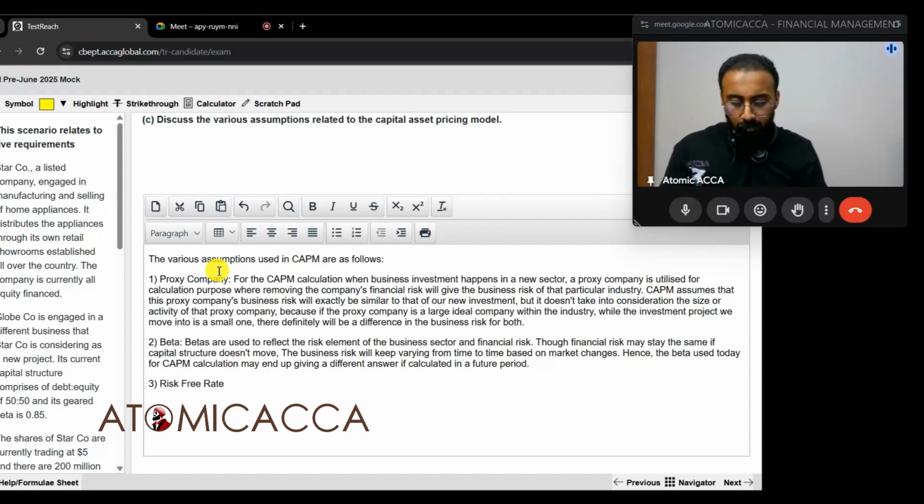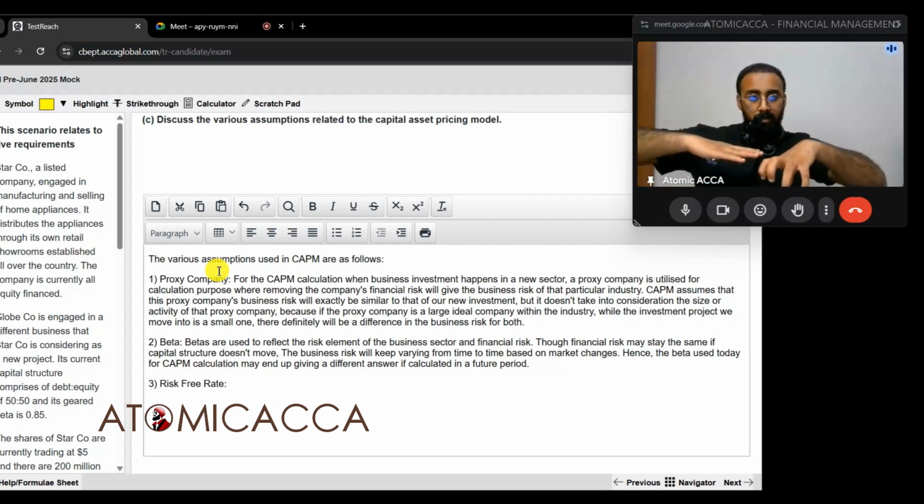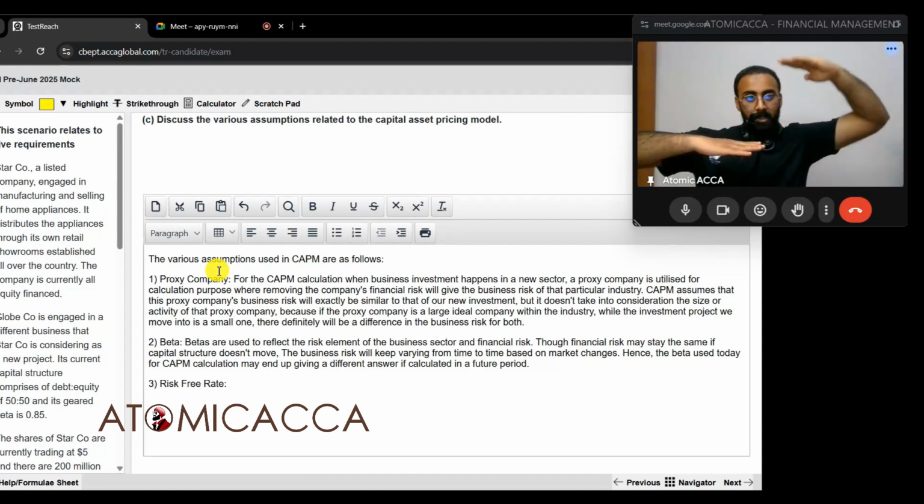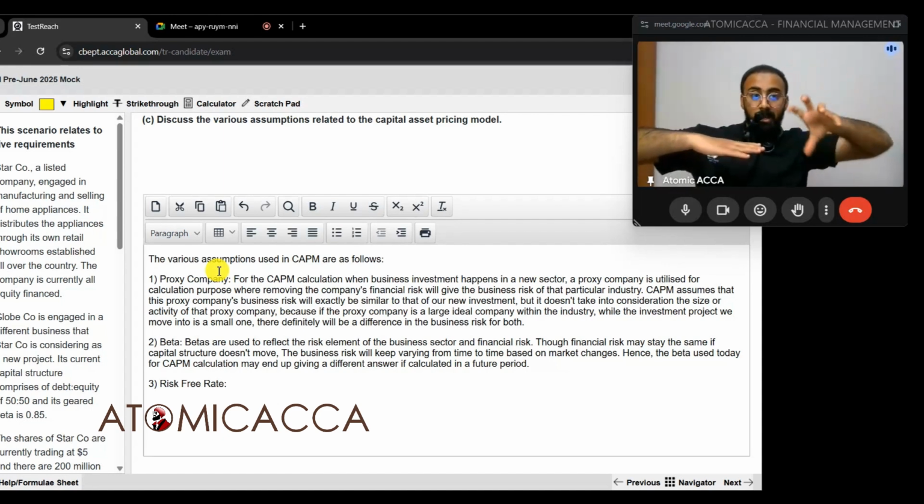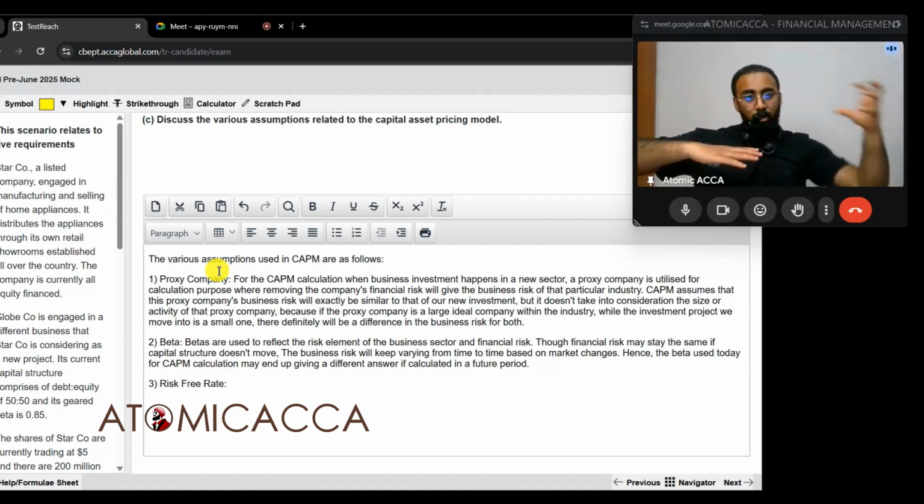What is the concept of using this risk-free rate inside the CAPM calculation? The idea is the risk-free rate is like the bottom figure. On top of that we add the market premium, multiplied by the figure called beta to incorporate that risk element. First of all, why is this risk-free rate used?